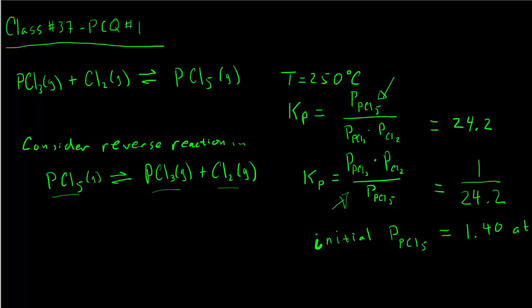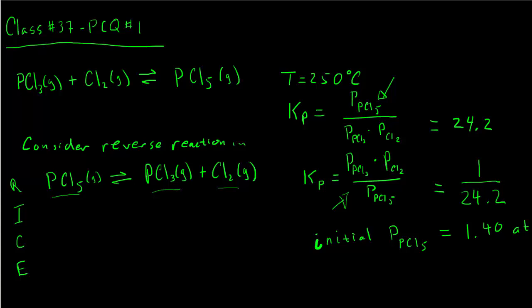The other piece of information that we were given is that the initial pressure of PCl5 is 1.4 atmospheres. So the way to approach solving this equilibrium problem, or really any equilibrium problem, is to use that tool that we call an ICE table, or sometimes a RICE table. R for the reaction that you write at the beginning, and then I for initial, C for change, and E for equilibrium.